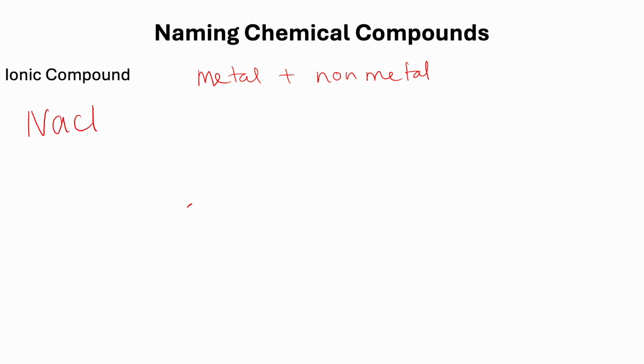NaCl. So sodium has a fixed charge which is +1. So we do not need to mention that specifically because it's a fixed charge. So first we write the name of the cation which is sodium. And then we make a space here. Then the second part is the nonmetal. So chloride is the nonmetal. So the second part is written as chloride. So the name of this compound is sodium chloride.